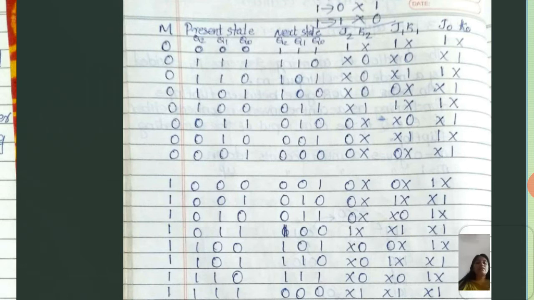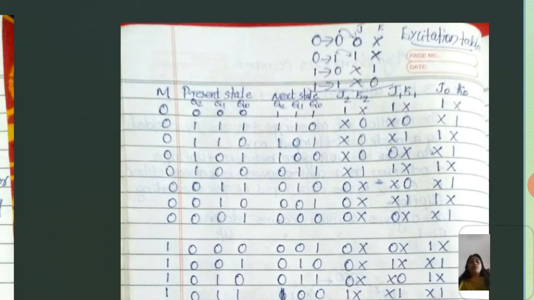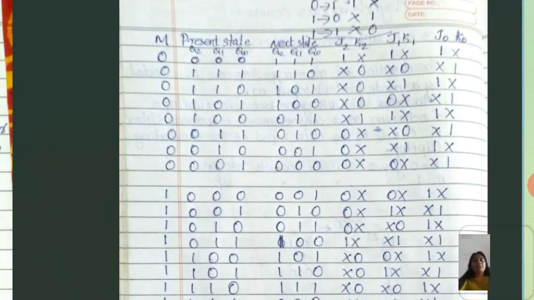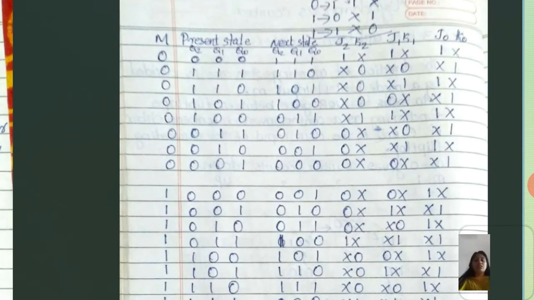You can compare here. For 111 and 110, q2 will be 1 for the present state and q2 will be 1 for the next state. So 1 to 1 change. What will happen? If the present state is 1 which is changed to 1, then don't care 0 will be the combination of j and k. That is what we represented in j2 and k2. Don't care and 0 is represented in j2 and k2 for the second time.